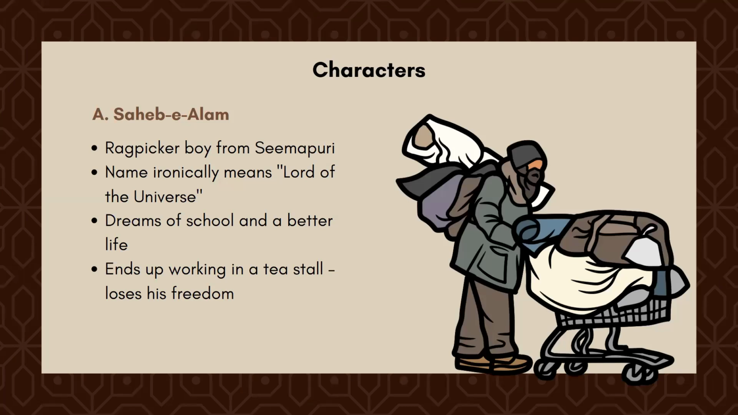Let's meet the key characters. First is Saheb-e-Alam, a ragpicker boy from Simapuri. His name is quite ironic because it literally means Lord of the Universe, but the reality is quite opposite to it. He dreams of going to school and having a better life, but ends up working in a tea stall, which literally means he loses his freedom.